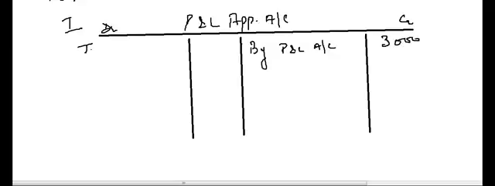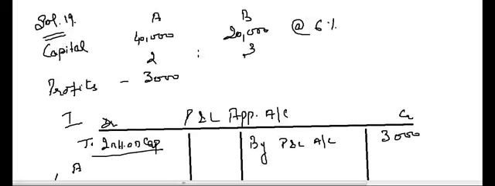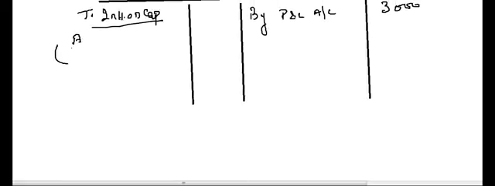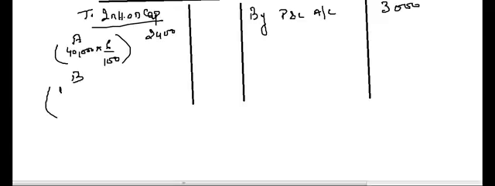And what is the interest on capital? To interest on capital for A, what is the capital of A? 40,000, 6%. 40,000 into 6%. Clear? So 2400. And for B it is 20,000 into 6%, that comes to 1200.